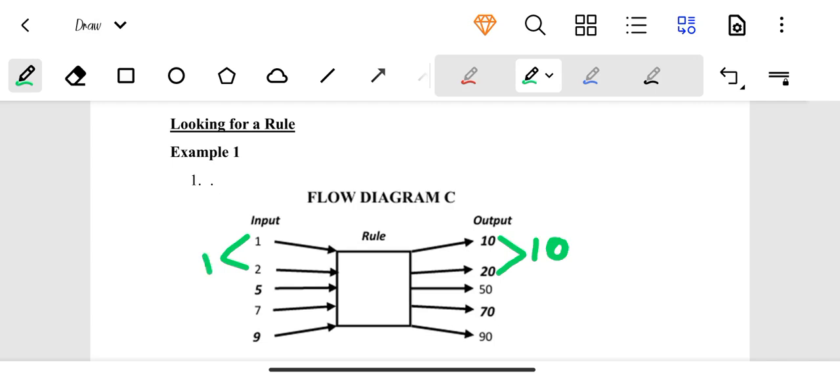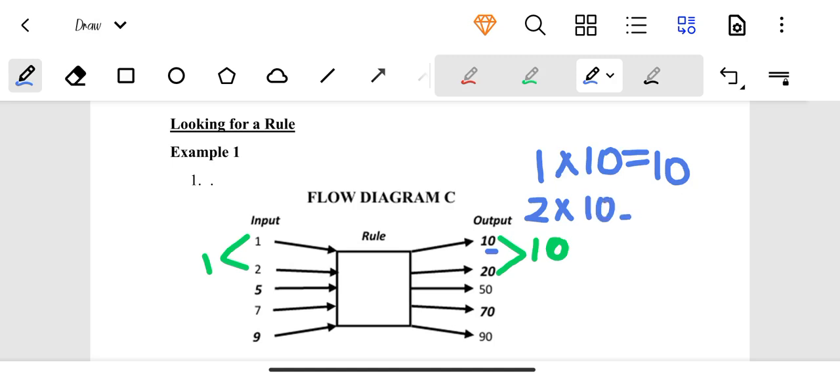So what can I do? I can just check. If I say 1 multiplied by 10, is it going to give me the output? If it does, I jump to the next input and say 2 multiplied by 10 and check if it gives me the output. If it does, it means this rule is going to be correct.